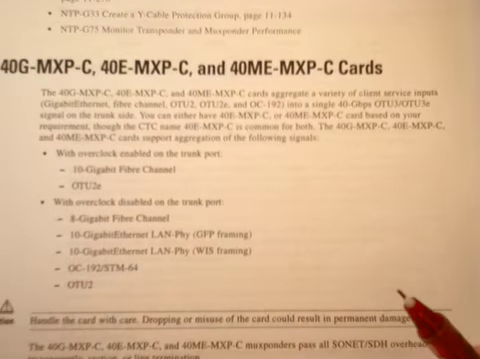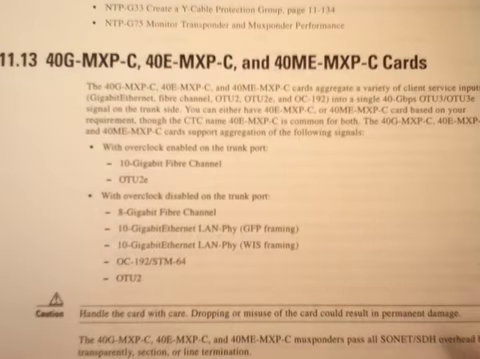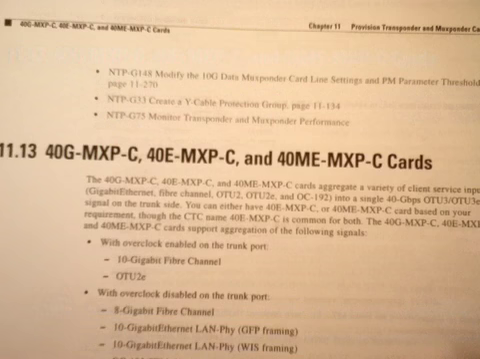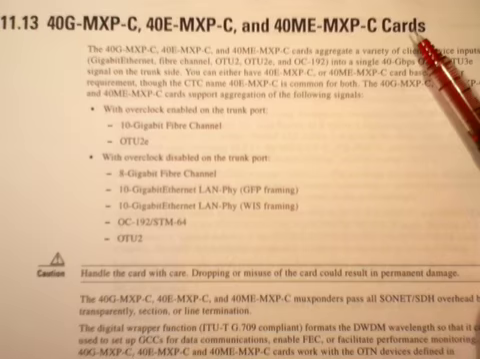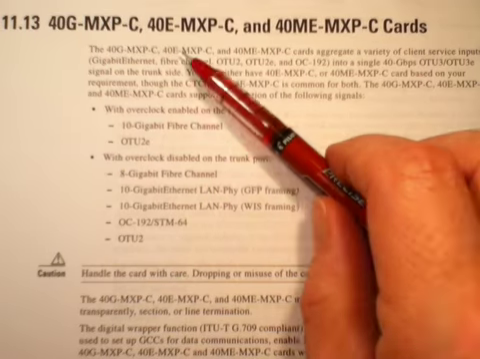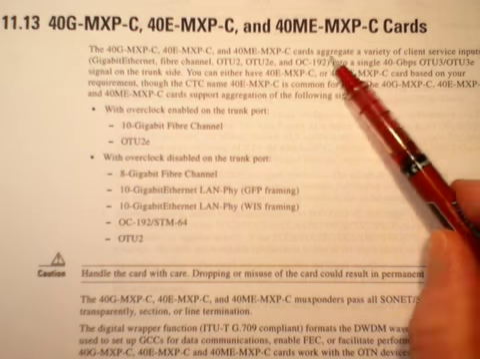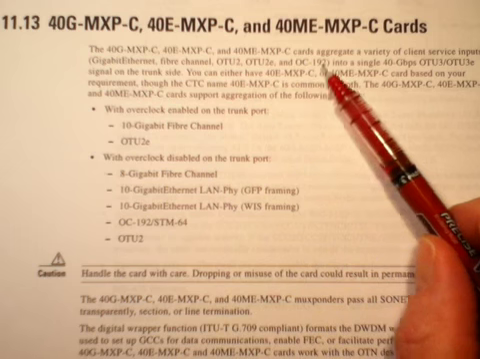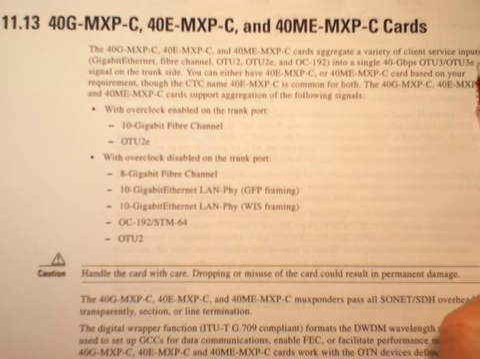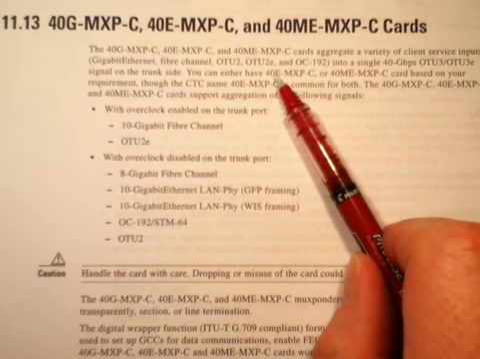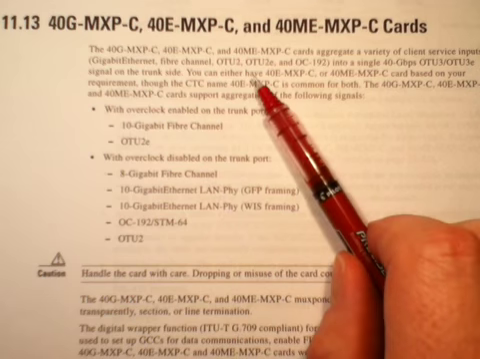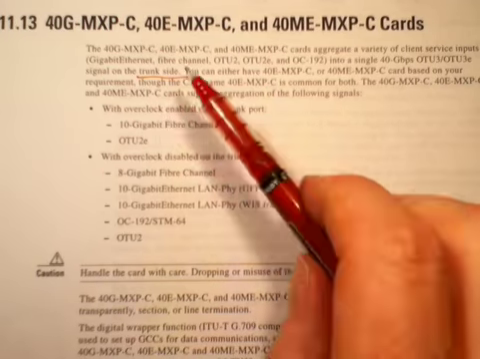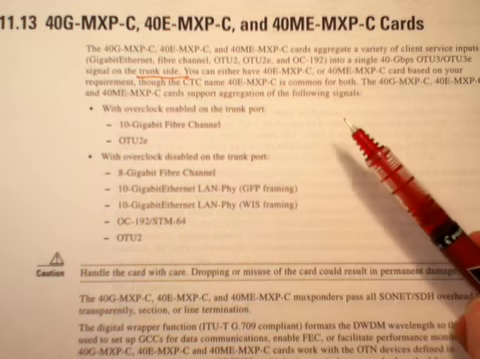As I say, I'm not even going to try to go through all of these different cards in this chapter. The chapter is 300 or 400 pages long. Let's see, why did I print out this page? Here's a 40G, 40E, 40ME cards, aggregating a variety of client service inputs, GigE, fiber channel, and OC192 into a single 40 gigabits signal on the trunk side. Wow. Okay, so we have these 40 gigabit signals on the trunk side. So a lot of the DWDM channels are operating at 40 gigabits.